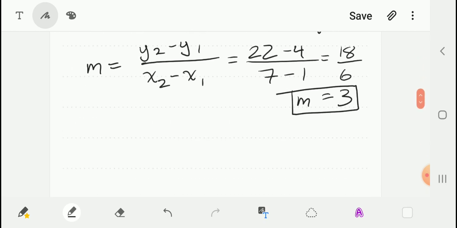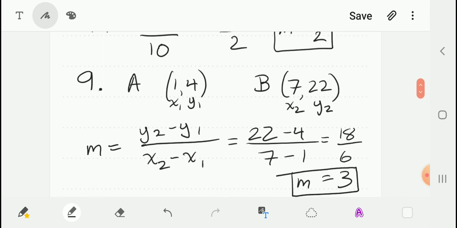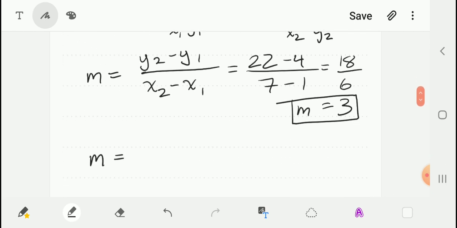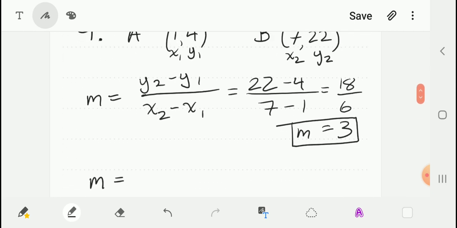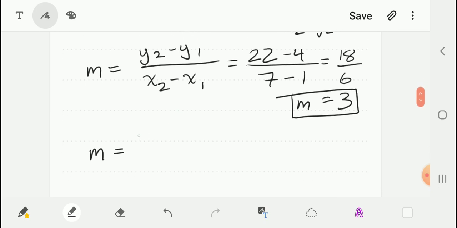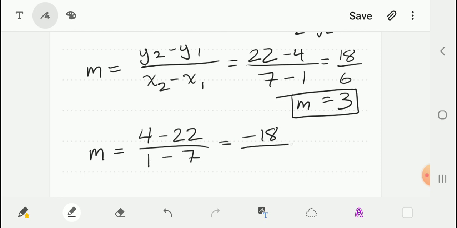Now let's take a look and see what would happen if we made point B, if this was x1, y1, and this was x2, y2. So instead of having 22 subtract 4, we're going to have 4 subtract 22. And instead of having 7 subtract 1, we're going to have 1 subtract 7. Okay, well, 4 subtract 22, that's negative 18. 1 subtract 7, that's negative 6. Negative 18 over negative 6, positive 3. So you get the same answer.